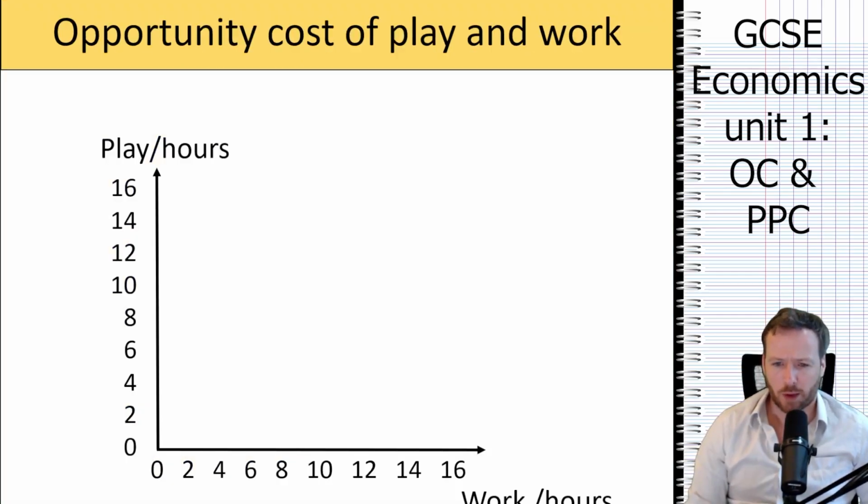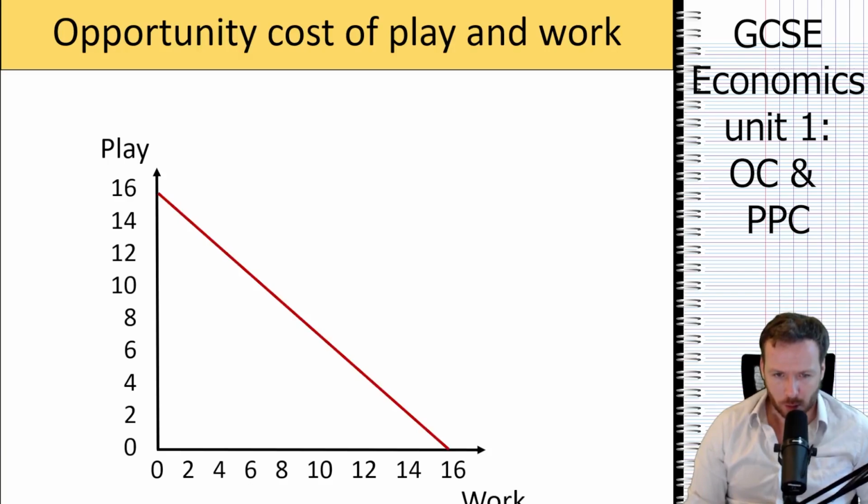So on the graph, we have two variables. On the x-axis, we have work hours, and on the y-axis, we have play hours. So the assumption is we have 16 hours in a day, okay? Because 8 hours is for sleep. So that means if we wanted to, we could play for 16 hours, or we could work for 16 hours.